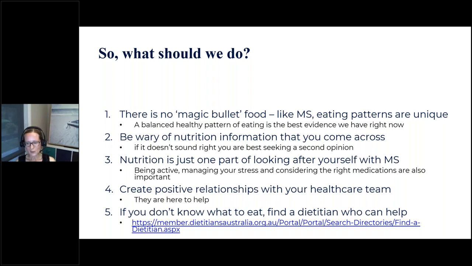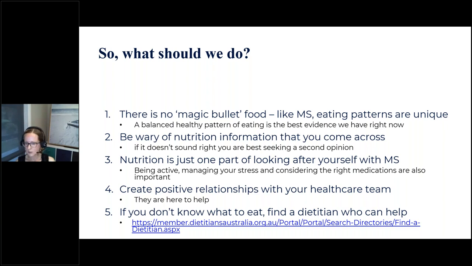Again, we need to think about the way that food patterns are unique to the person. We need to think about how the MS is unique to the person as well. And what we're seeing at the moment is that a balanced, healthy pattern of eating is really the best evidence that we have for reduction of symptoms and also for delay of disease progression. Also, be really aware and cautious of the nutrition information that you come across.